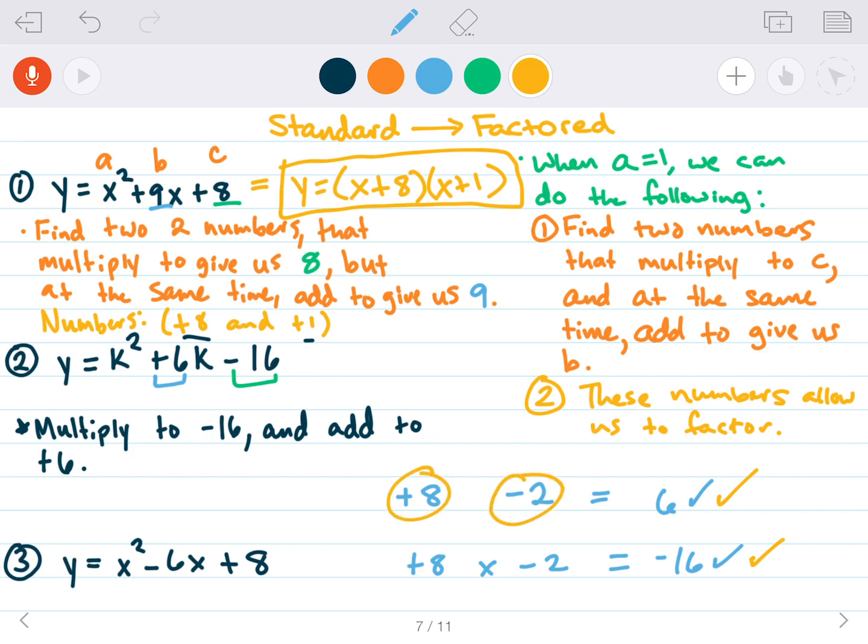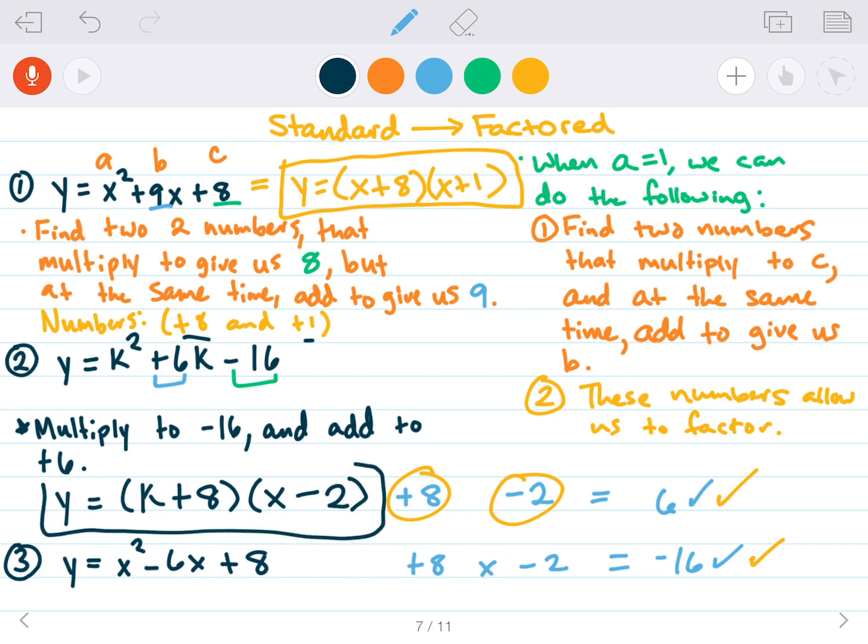These are our numbers. And so to factor this, instead of x, like in the first one, we're going to write y equals k, and then the first number we found was positive 8, and the second number we found was negative 2. And again, I encourage you to FOIL this back out just to confirm that that is indeed the same thing as k squared plus 6k minus 16.